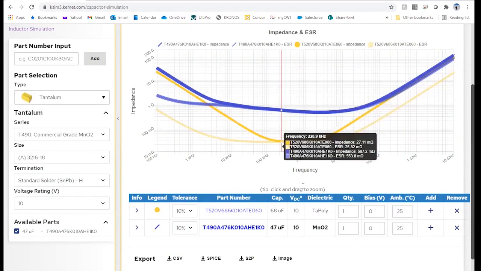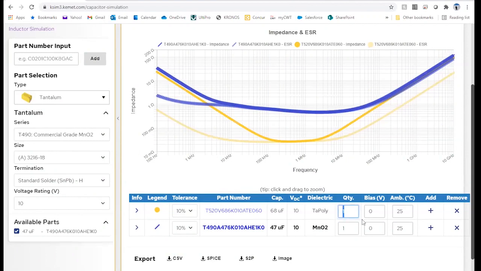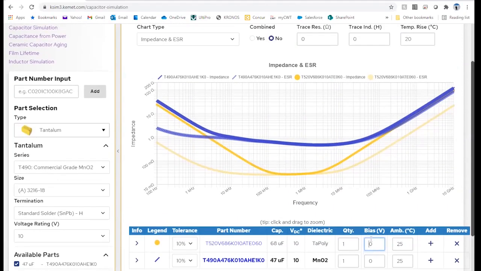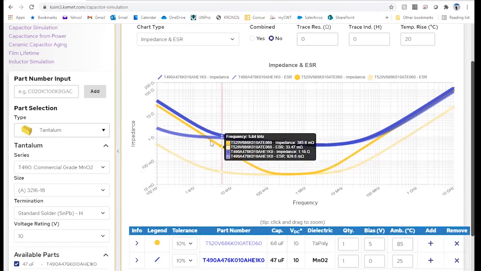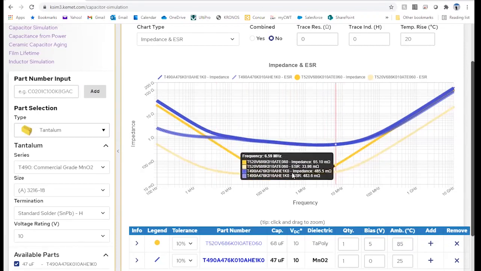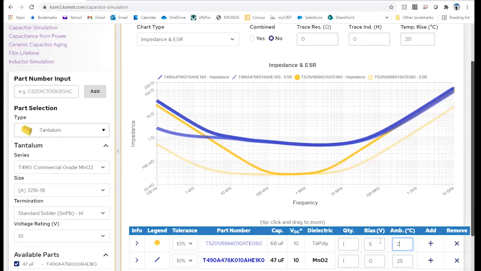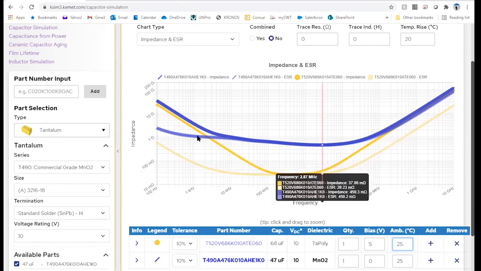But what you see on the bottom side of the slide is that you could change the quantity of parts. So if I change this to 10, we're actually putting 10 of those in parallel. You could also change the bias. So 5 volts. And then you could also change the application temperature. And as you could see, this graph for the polymer began to change whenever I changed that. So I'll change this again to 25 degrees C. You can see that it changed again based off of that, and you can change each of these.